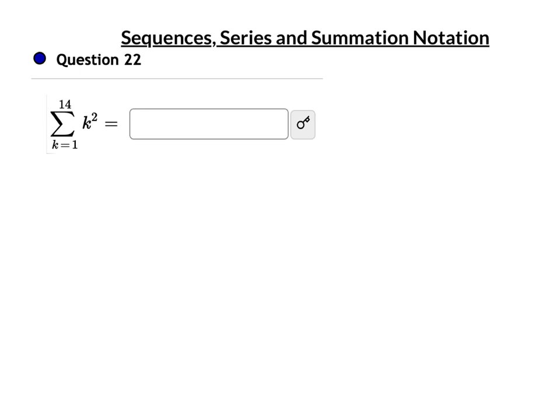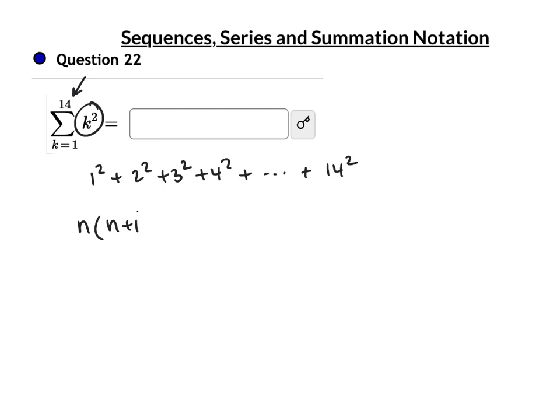Here we have a quadratic series. This is the sum of 1 squared plus 2 squared plus 3 squared plus 4 squared all the way to 14 squared. That's the last number we plug in, k squared. This is given by the formula n times n plus 1 times 2n plus 1 all over 6.